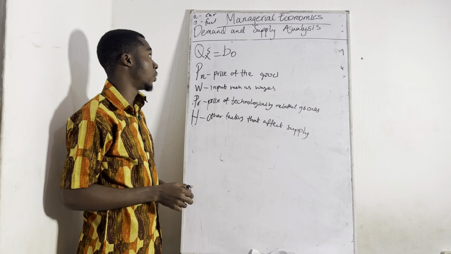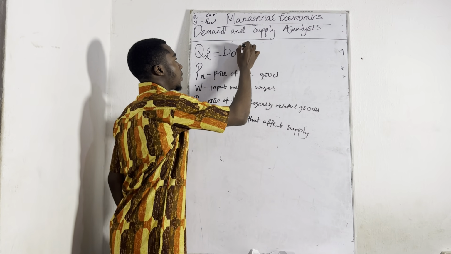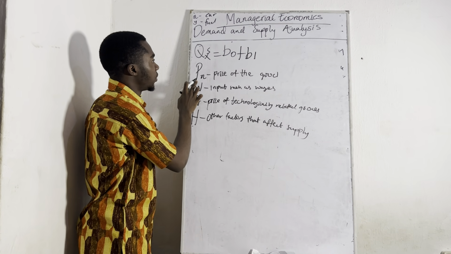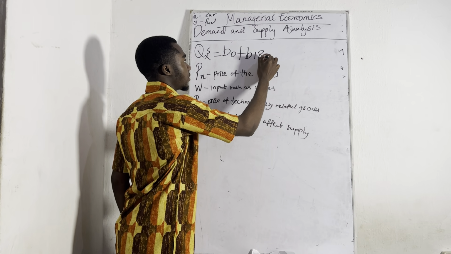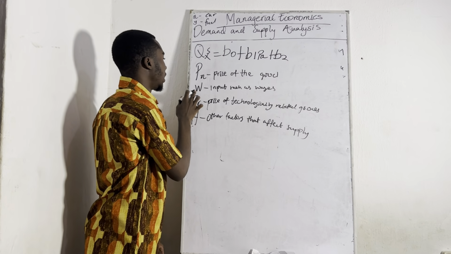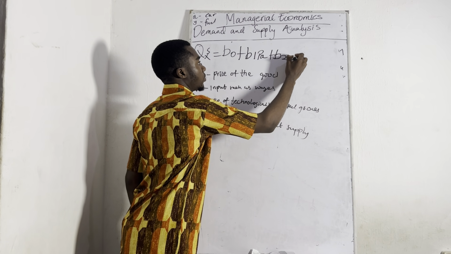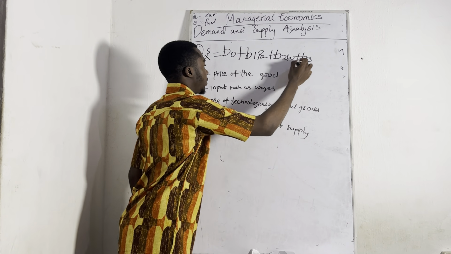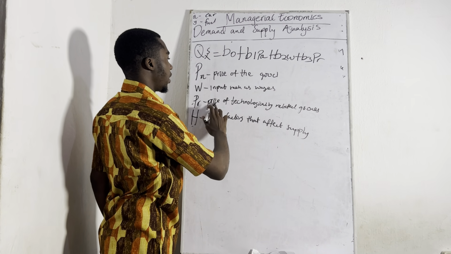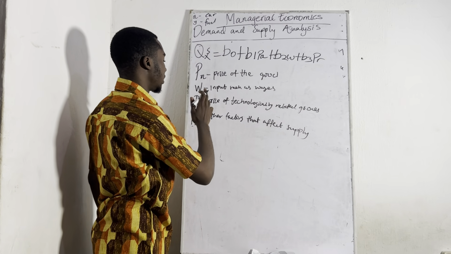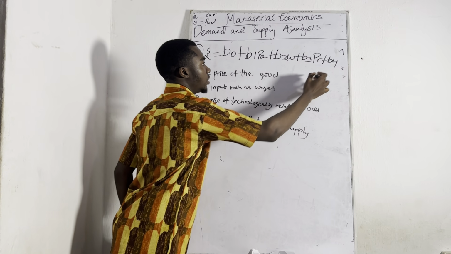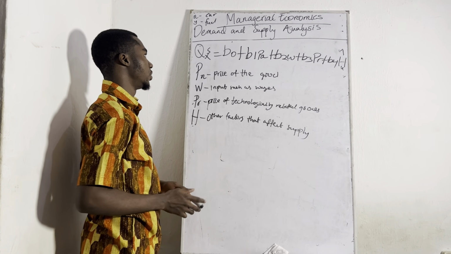So when you hold all factors constant, then you start counting B1 times the first one, which is the price of X, then plus B2 times the wages, then plus B3 times the PR, which is our price of technologically related goods, then plus B4 times the last one, which is our H. You get it? So this is what we need to know.